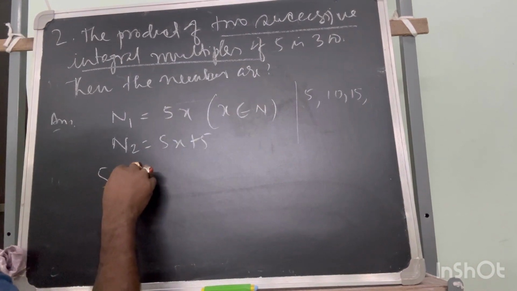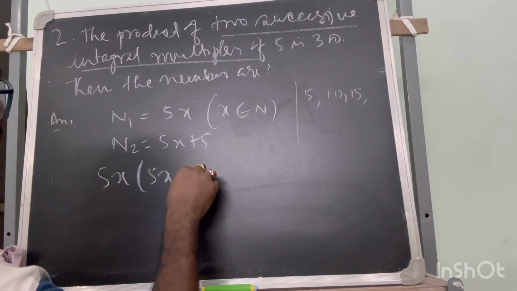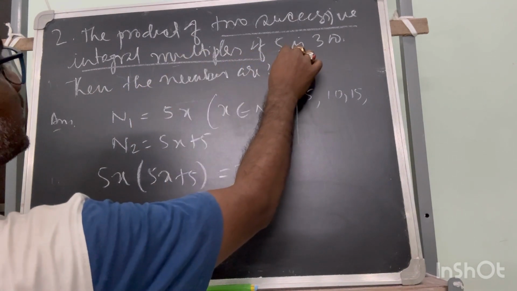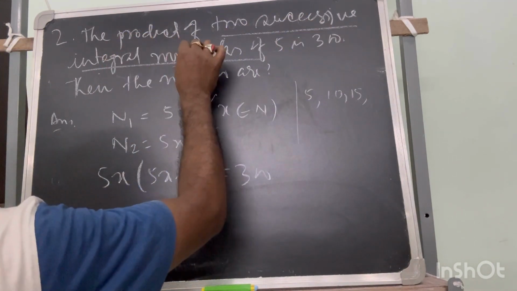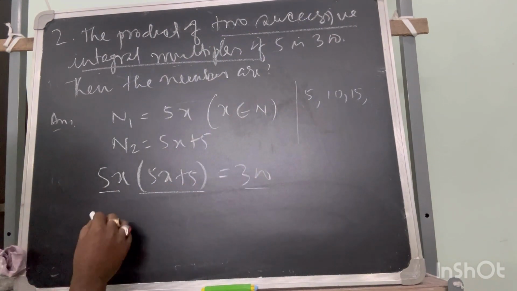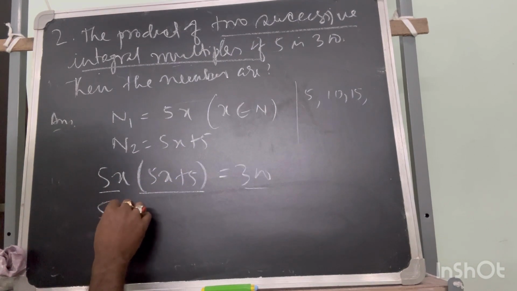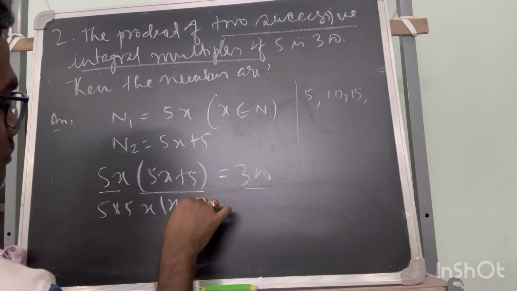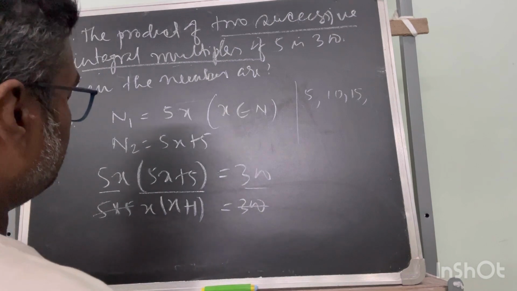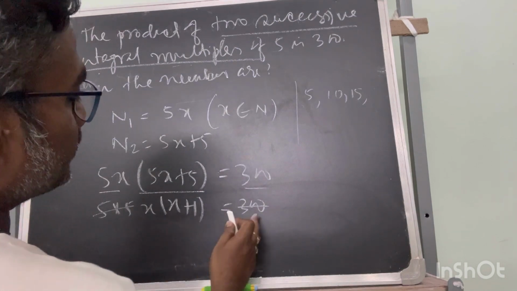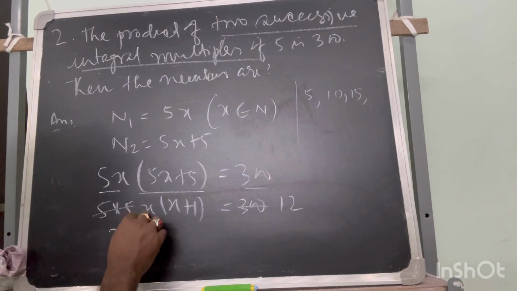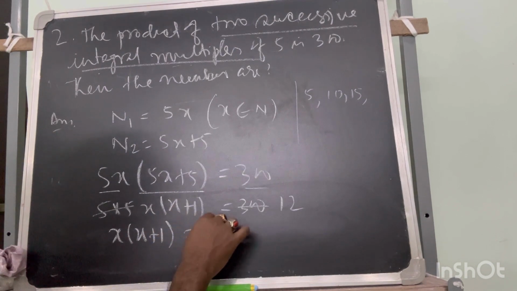Now as per the condition, 5x into 5x plus 5 is equal to 300. But why? Because the product of two successive integral multiples of 5 is 300. So I am multiplying, getting 300. Now I will take this 5 common, x into x plus 1 will be there, 300. Now we can cancel some of it. So how much? 25. In 100 it is 4 times, in 300 it will be 12 times. Fine. So x into x plus 1 is 12.